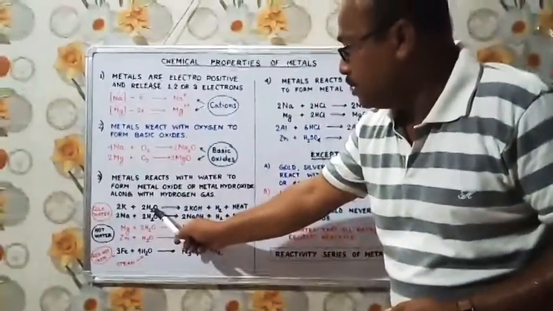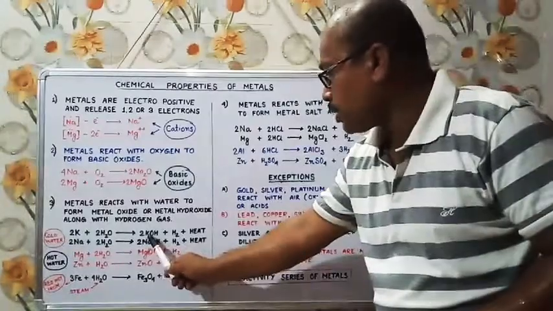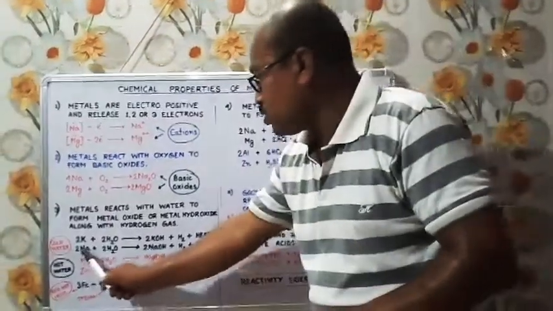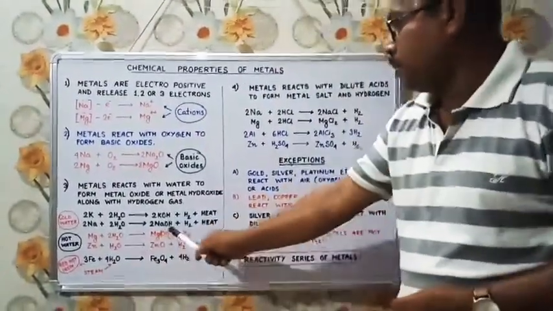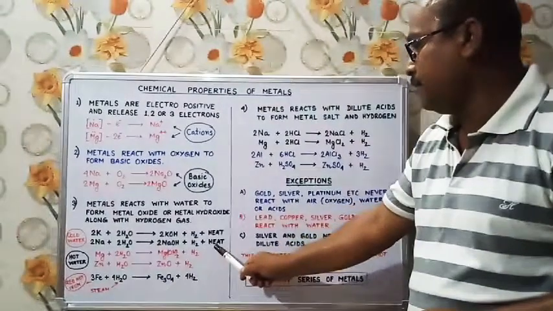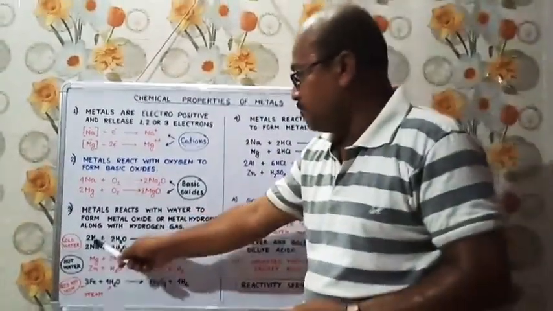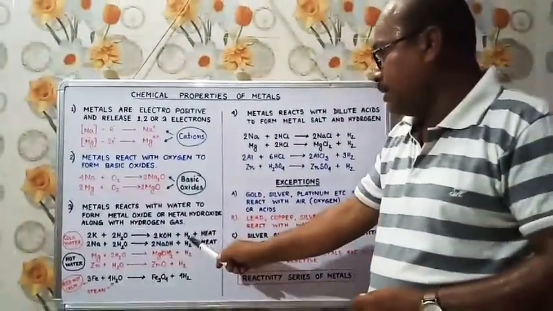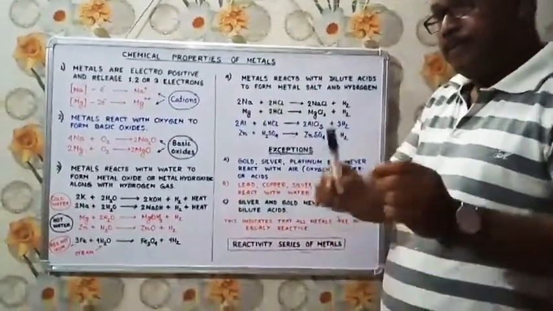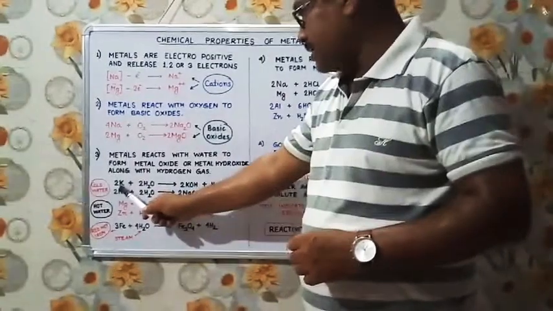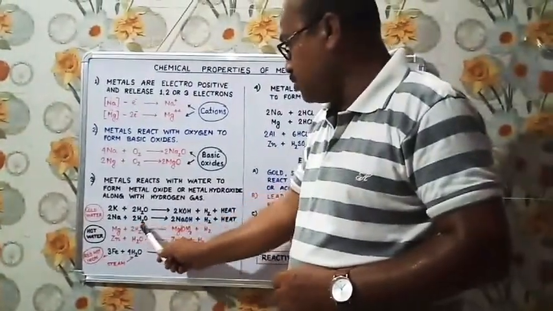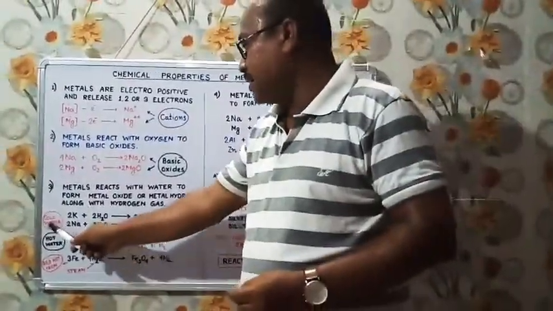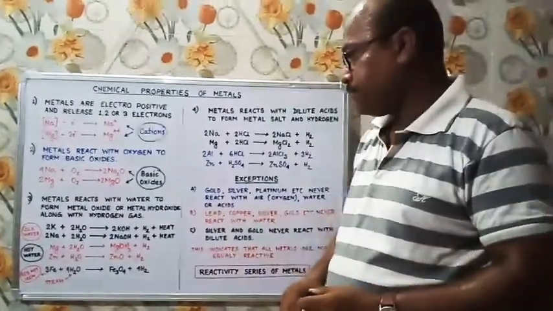Potassium metal reacts with water, producing potassium hydroxide, hydrogen gas and heat. Similarly, sodium metal reacts with water, producing sodium hydroxide, hydrogen and heat. Here we can see the metals reacting with water, producing metallic hydroxide, hydrogen gas and heat. The most important thing is that when both the metals, potassium and sodium, react with water, this water is cold water. It means these two metals can spontaneously react with cold water.